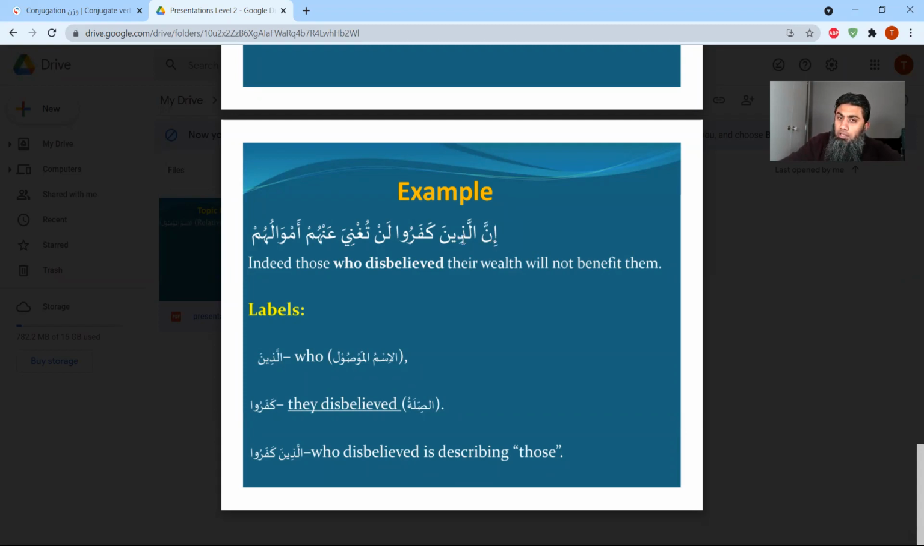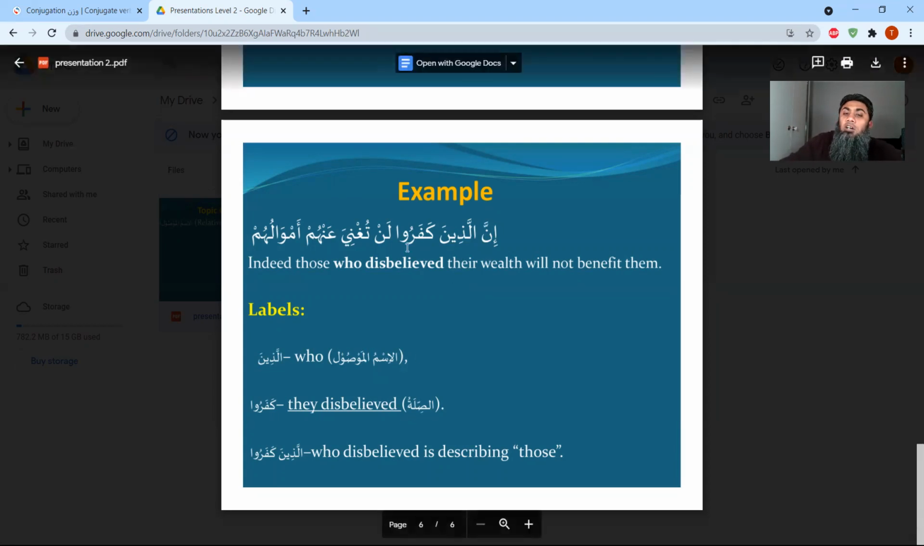Allazina is the ism mawsool and the sila, or description, is kafaru, which is a complete jumla of fail madi. Allazina is the ism mawsool, kafaru is the sila, and mawsool and sila together make a jumlatul mawsoola. Now you will say that this complete jumlatul mawsoola is the ism of inna. Why? Because we have learned this thing in the past as well.